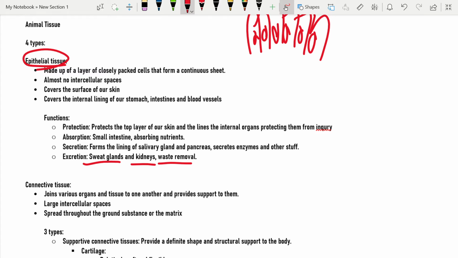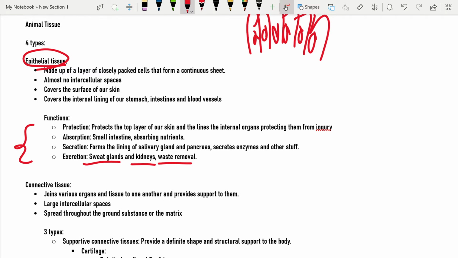Alright, so let's revise everything. We have learned that they are for protection. They are on the top layer of our skin. They're on our stomach, intestines, blood vessels, salivary glands, pancreas, sweat glands, kidneys, and all that. You just need to remember these functions, and you will know what organs come into place, because you know what those organs do, and you'll be able to guess.